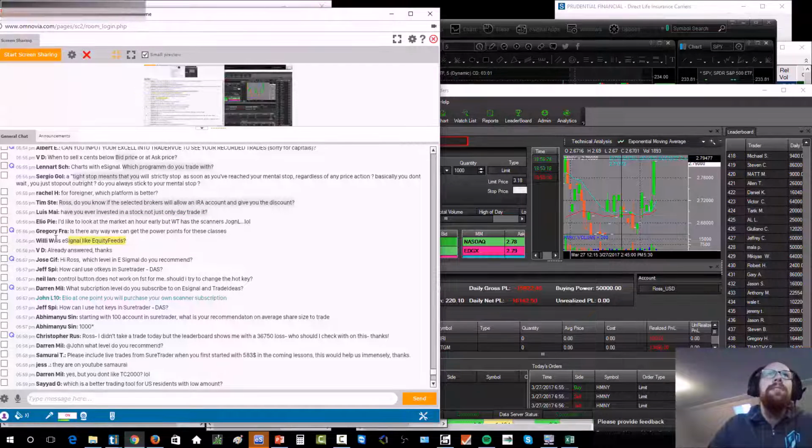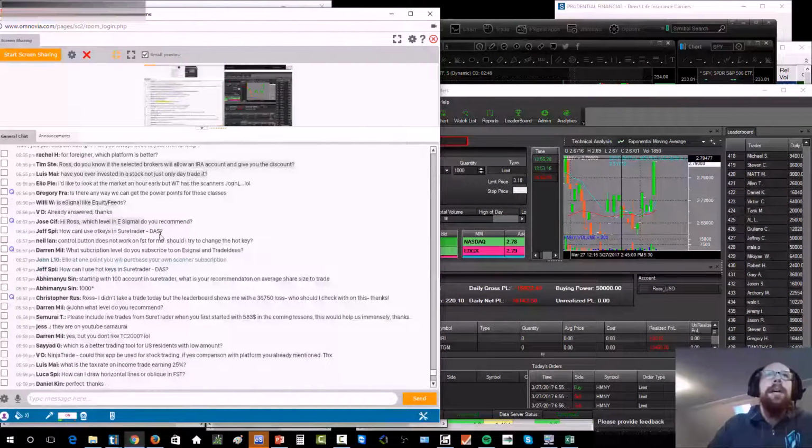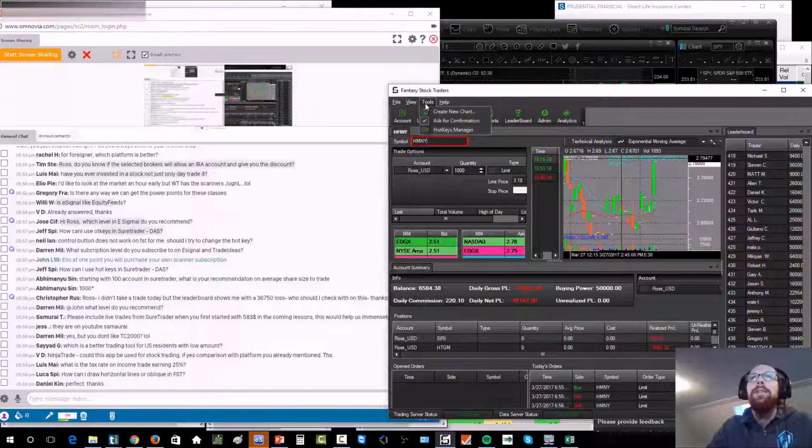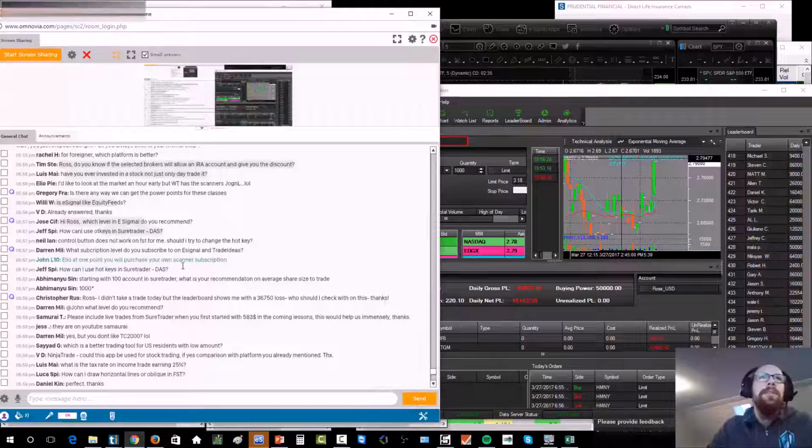I'm not sure. I haven't used equity feeds, but I think they're similar. I have eSignal Signature, which is middle of the road. I'll show you in class, I believe it's class 10 and class 11, how to build your hotkeys. Neil, if the control button's not working, you could change it in the hotkey manager to Alt or Shift. Sometimes there's compatibility issues.